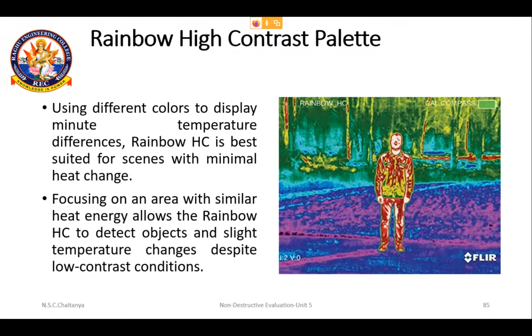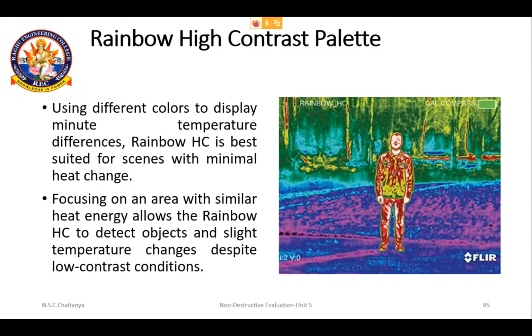A small description is there, I'll read through it. Using different colors to display minute temperature differences, the rainbow high contrast palette is best suited for scenes with minimal heat change. Focusing on an area with similar heat energy allows the rainbow high contrast to detect objects and slight temperature changes despite low contrast conditions.